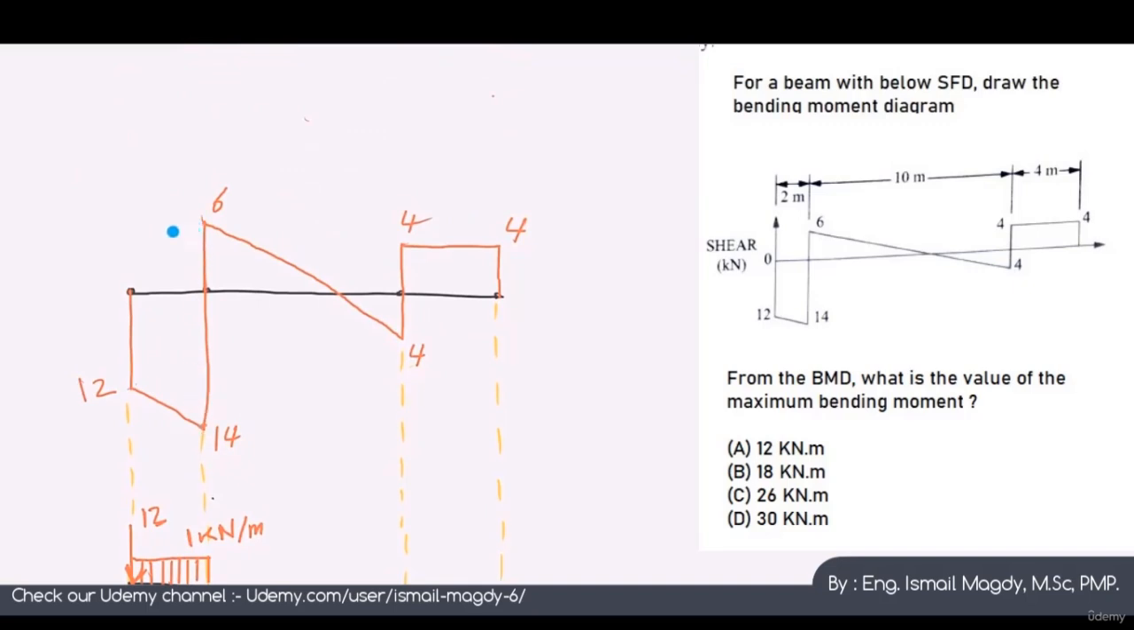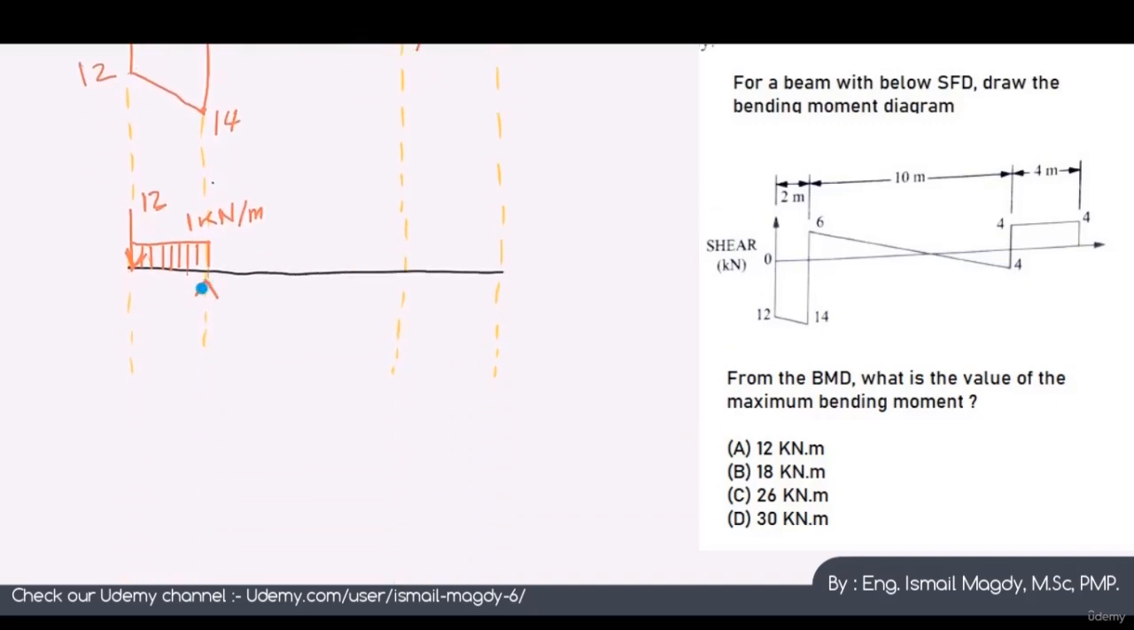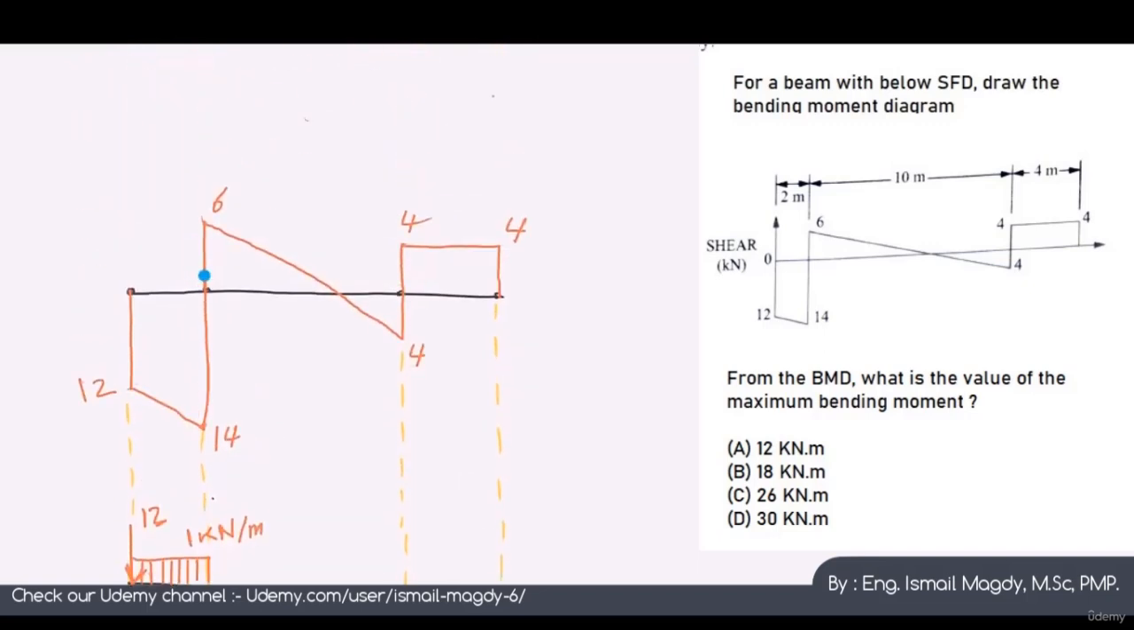Now the shear force went up from 14 in the negative sign to 6 in the positive sign, which means there is a vertical force here of 20 kilonewton. 20 kilonewton will take it from 14 in the negative sign to 6 in the positive sign. So this must be our vertical reaction here of 20 kilonewton. We will keep going again from the 6.